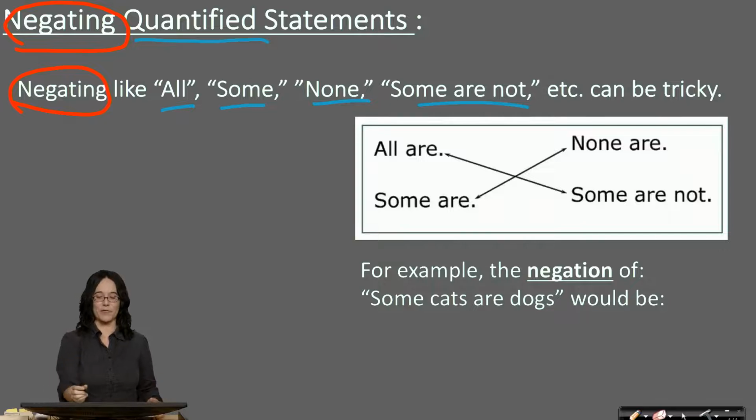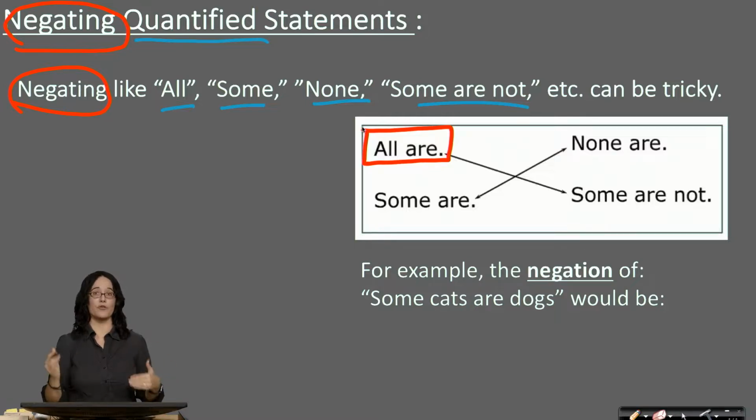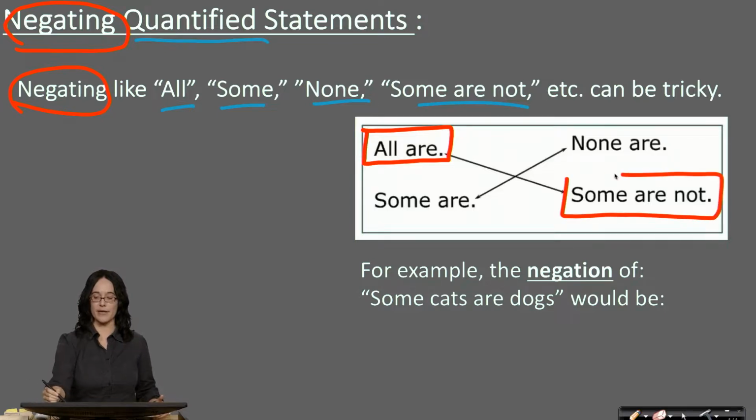So for example, let's consider the all type of statements. If someone says to you, all humans like coffee, you might think that's not true. In order to negate the statement, do you have to show that there are no humans that like coffee? No, that would be too strong. All you would have to show is that there is a human who does not like coffee. In other words, some humans do not like coffee, or some humans are not coffee lovers.